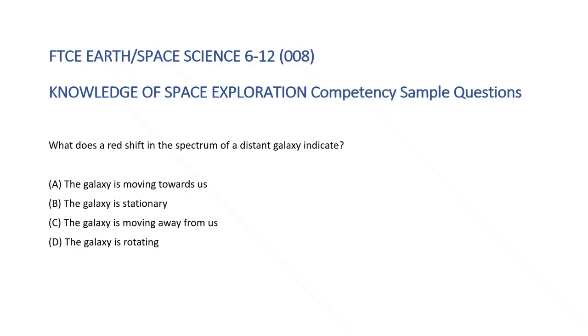What does a red shift in the spectrum of a distant galaxy indicate? A. The galaxy is moving towards us. B. The galaxy is stationary. C. The galaxy is moving away from us. Or D. The galaxy is rotating. Well, the keywords within this question are definitely red shift, spectrum, and the distant galaxy. And what does that red shift indicate? Well, the answer is C. The galaxy is moving away from us.